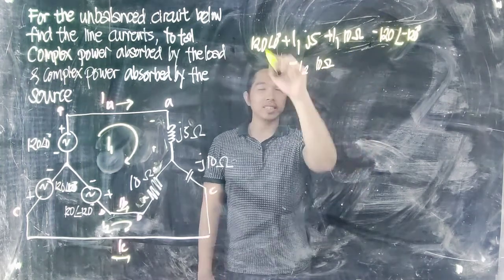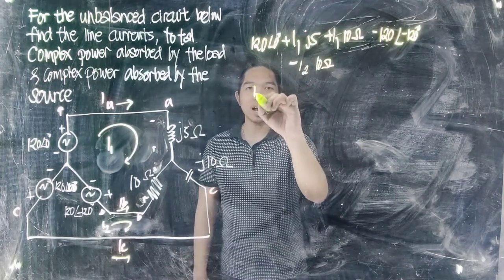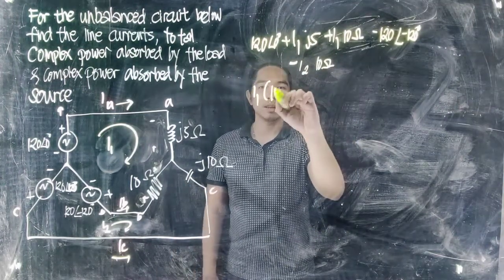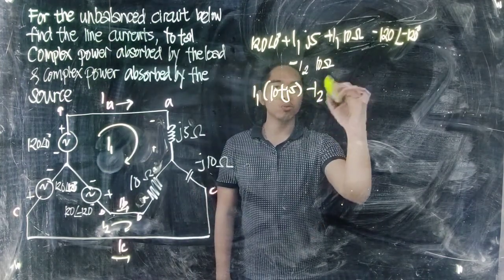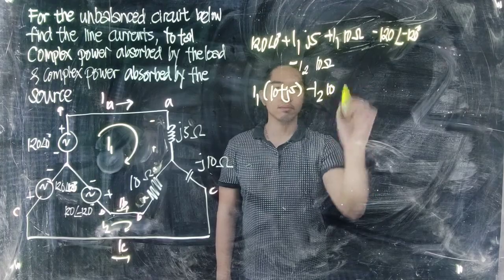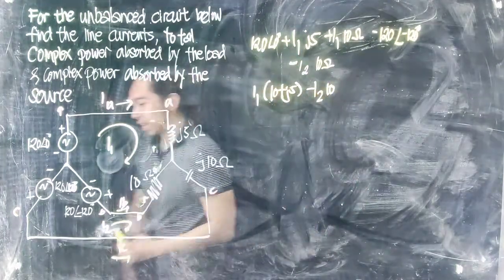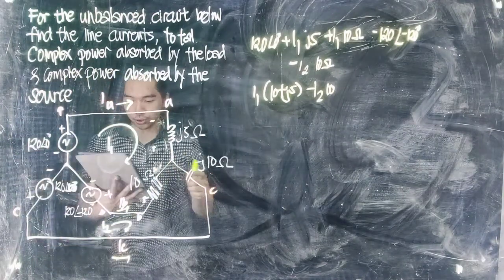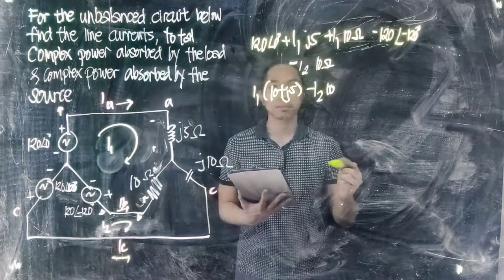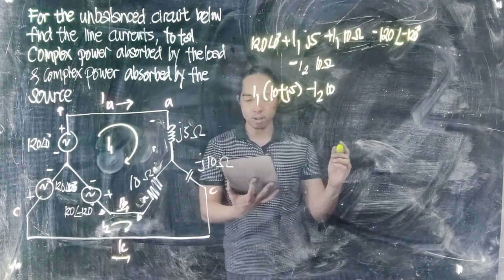Combining similar terms, we have I1 multiplied by (10 plus j5) minus I2 multiplied by 10. Then 120 angle of 0 and 120 angle of negative 120 combine, so that's equal to negative 120 square root of 3 angle of 30.